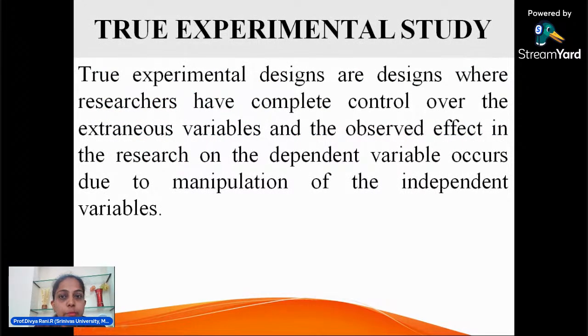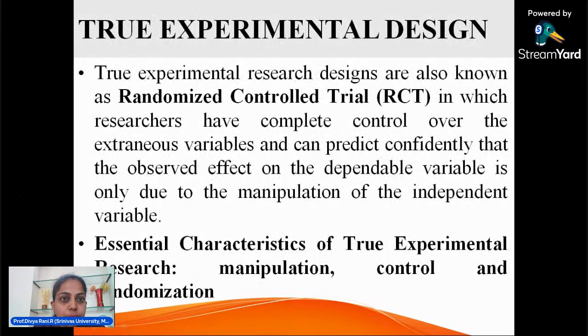So what is a true experimental design? In a true experimental design, as I already told you, there will be manipulation, there will be a control group, and the sample will be selected randomly. If all these three things are there in the research, then you call it a true experimental study. Next slide. In true experimental design, there are three categories. Next slide.